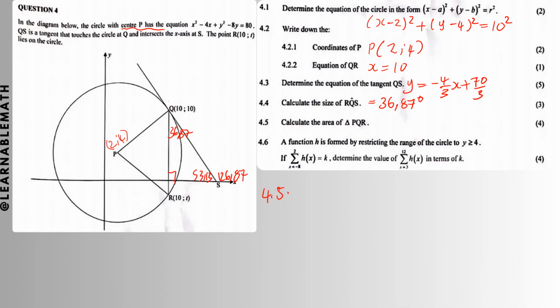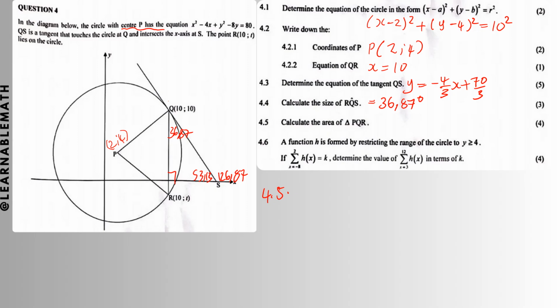Okay, 4.5, it says calculate the area of triangle PQR. Maybe let me highlight this. PQR is this triangle here. Okay, we want the area of that triangle. Obviously, this is not a right angle triangle. We can use the area rule, right? So we must have two sides and an included angle.